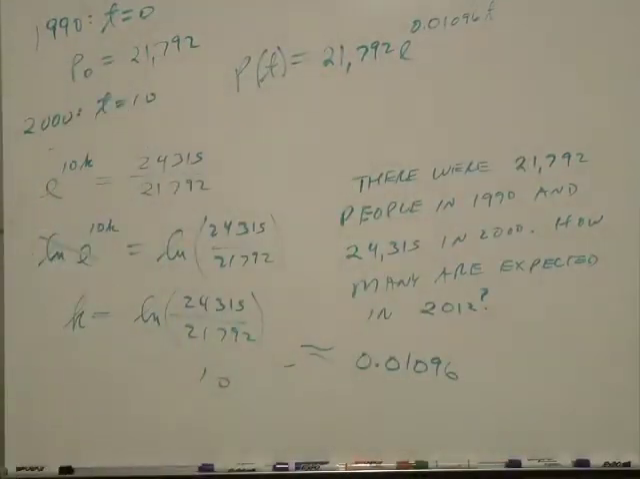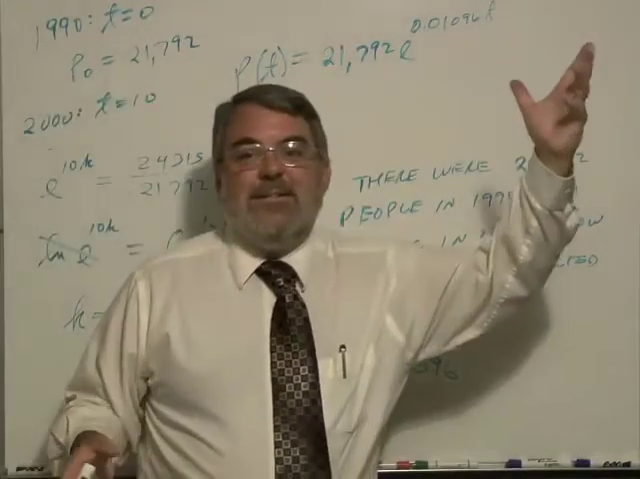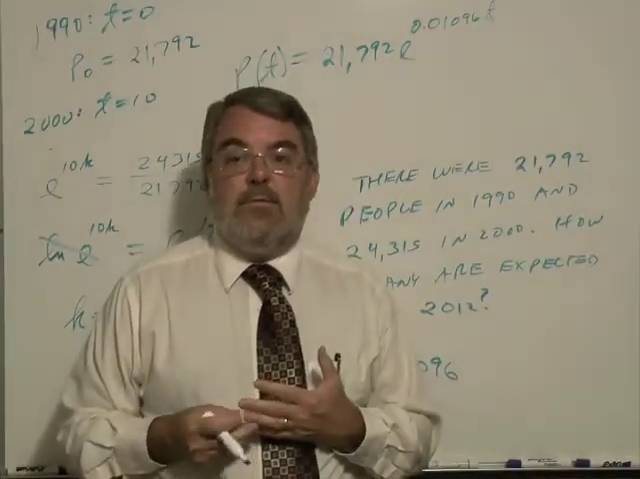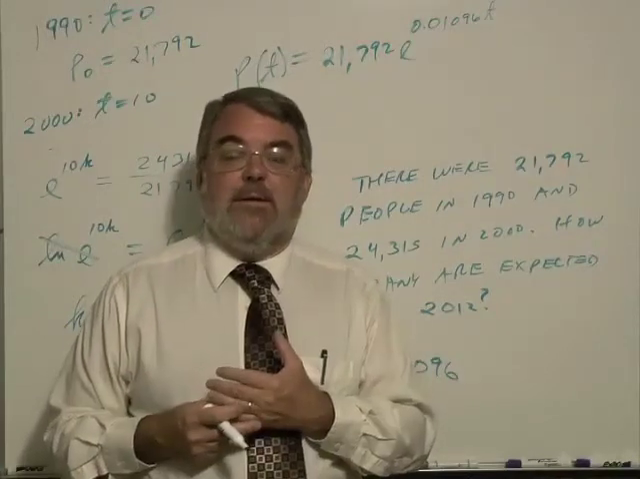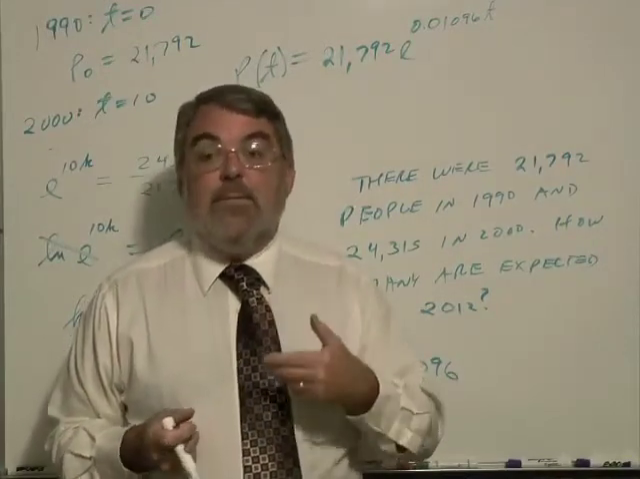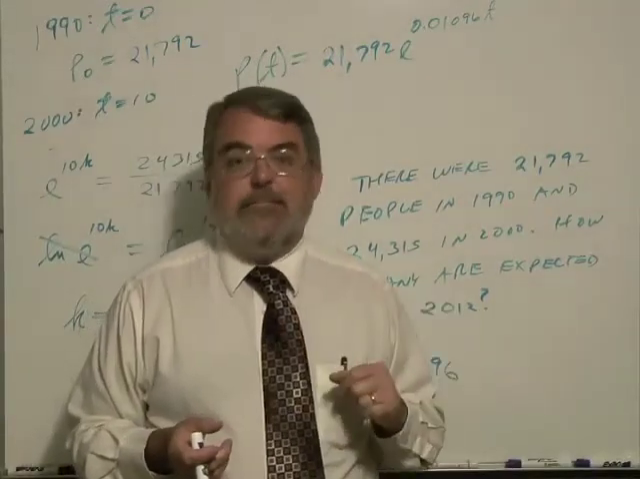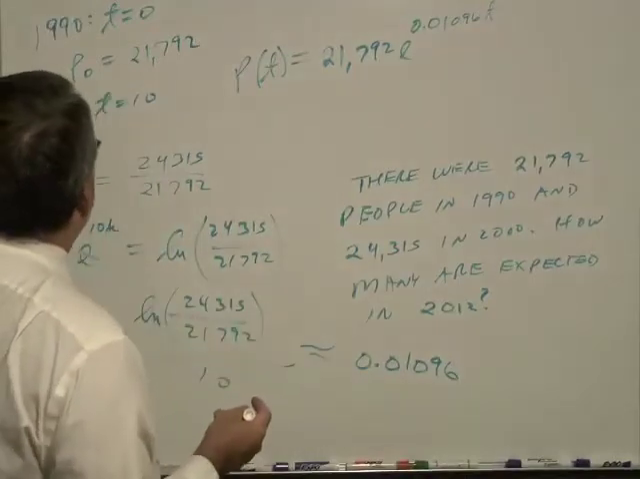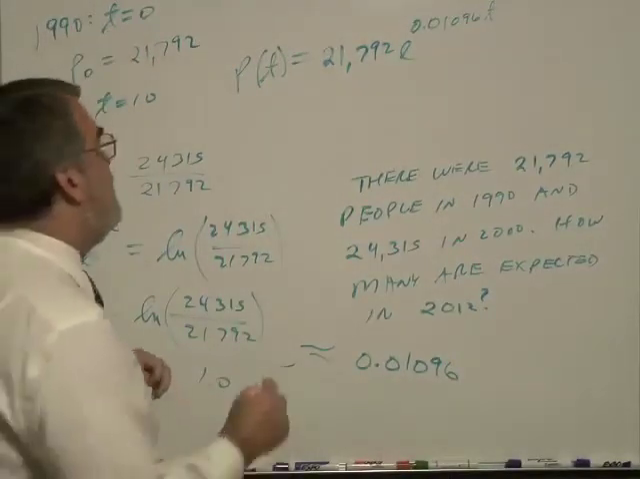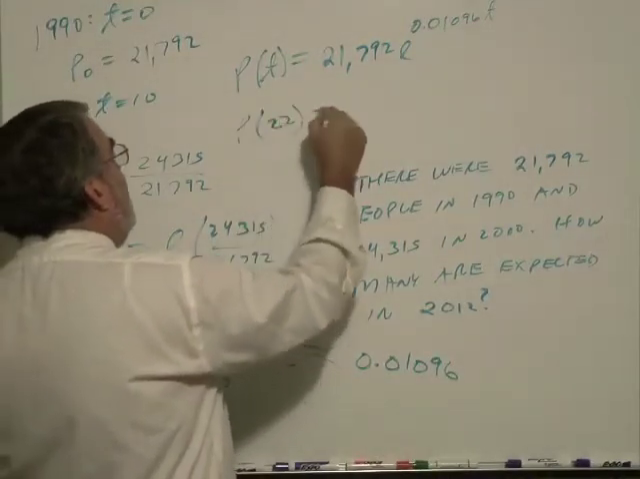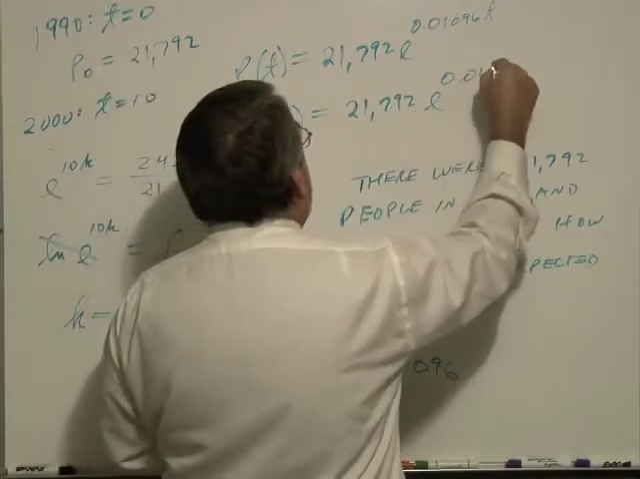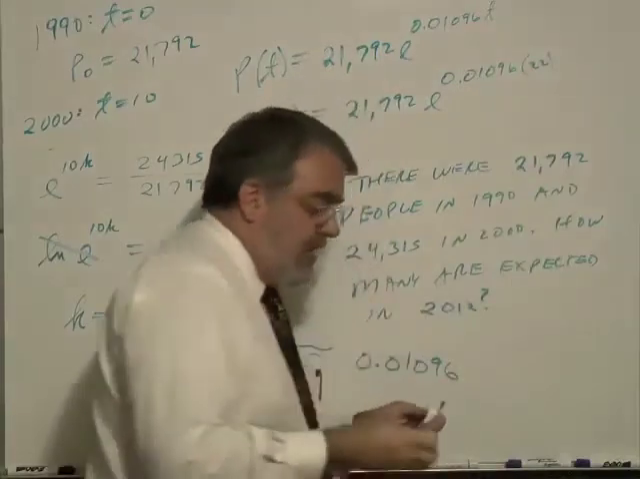Now, what is the population in the year 2012? So I've solved the function that describes the growth of the population of this town under a simple assumption about how the population is going to grow. And now we can project into the year 2012. And what is 2012? That's going to be t equals 22. So P of 22 will be 21,792 e to the 0.01096 times 22.